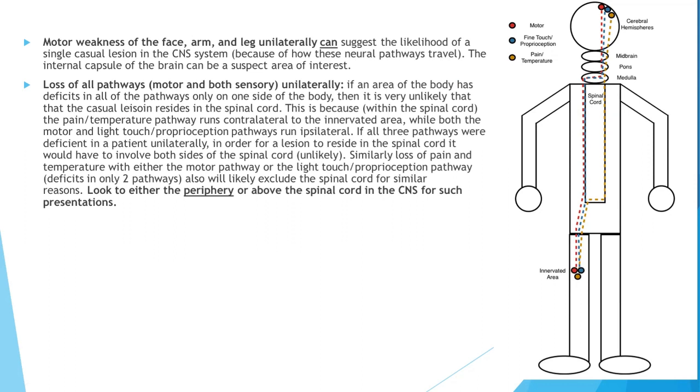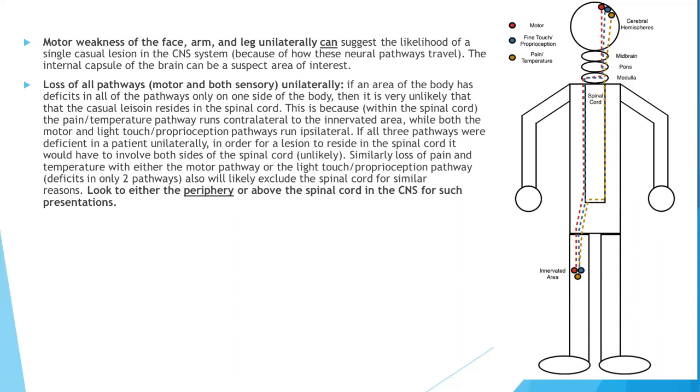This is because within the spinal cord, the pain and temperature pathway runs contralateral to the innervated area, while both the motor and light touch proprioception pathways run ipsilateral. If all three pathways were deficient in a patient unilaterally, in order for a lesion to reside in the spinal cord, it would have involved both sides of the spinal cord. That is complete transection of the spinal cord. That is very, very unlikely in patients.